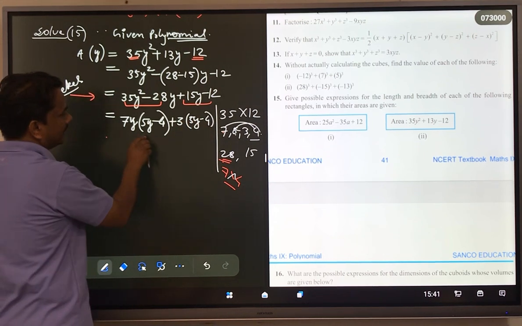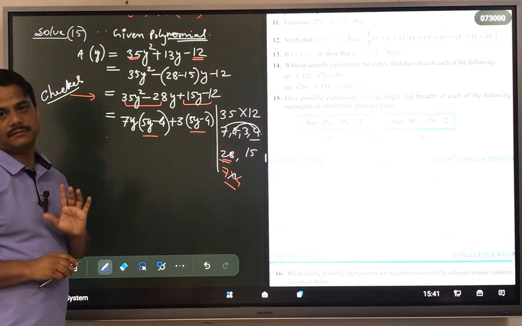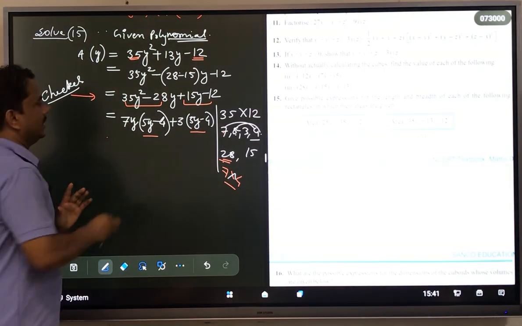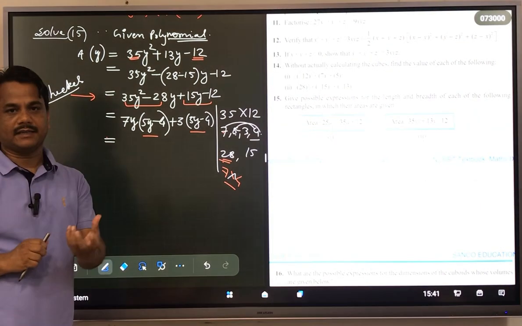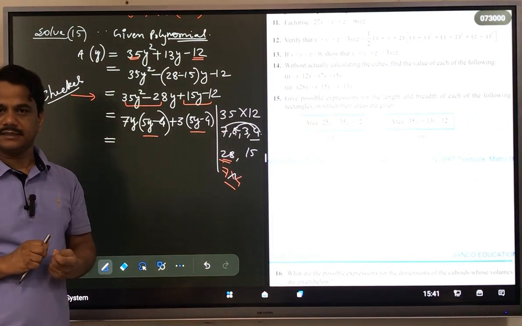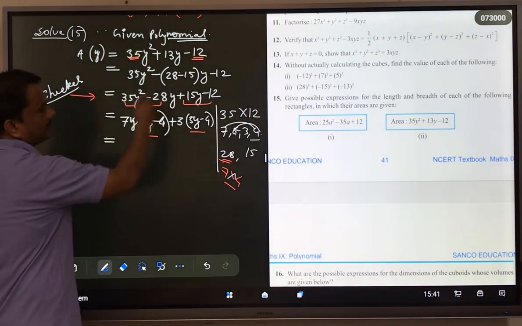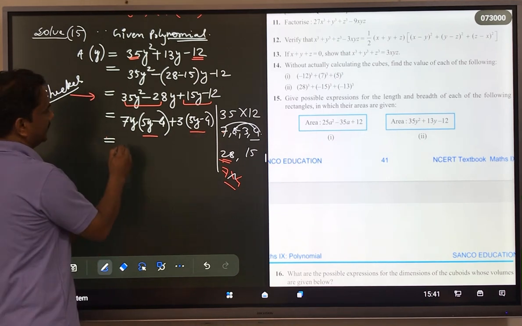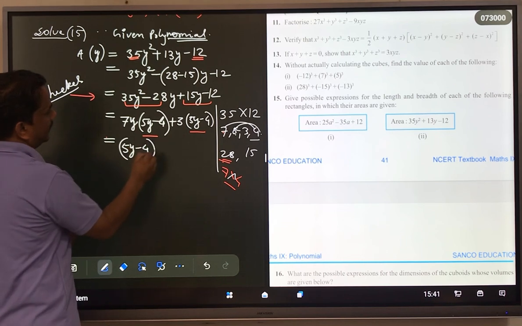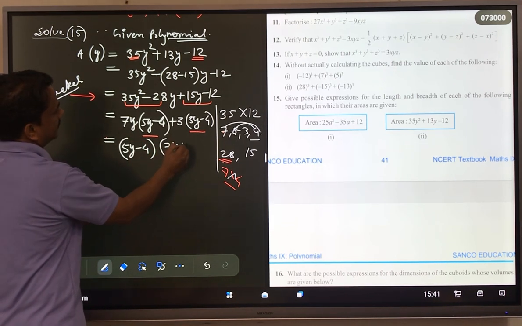You check that this term and this term must always come out identical. If it's not coming identical, stop, your process may carry some wrong steps. Now what is common throughout, meaning all along the expression? Yes, 5y minus 4, and what leaves inside that? 7y plus 3.